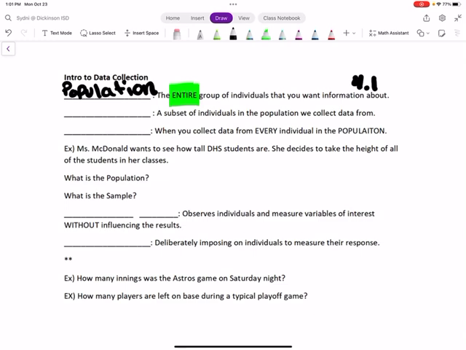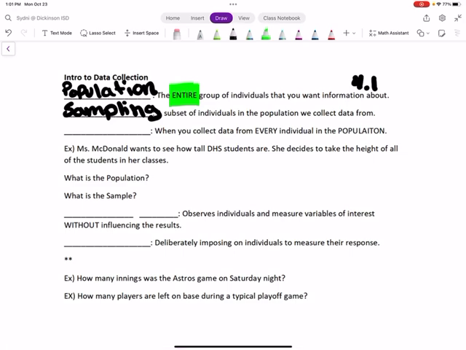The next part is a piece of the population. So whenever you're taking a piece of the population, you're sampling it. You're taking a little bitty piece of the pie, you're just trying it out. So that's a subset of individuals in the population that we want to collect data about.